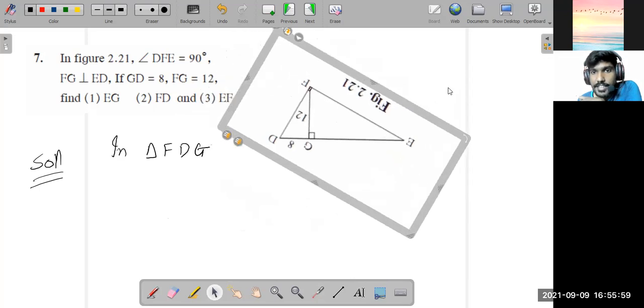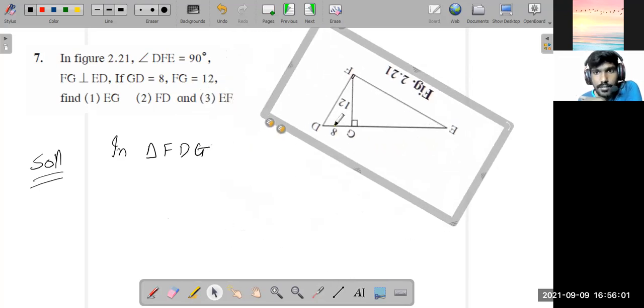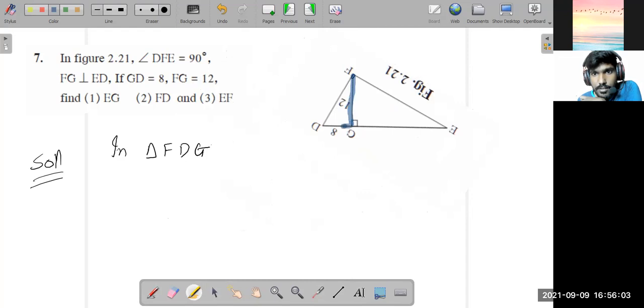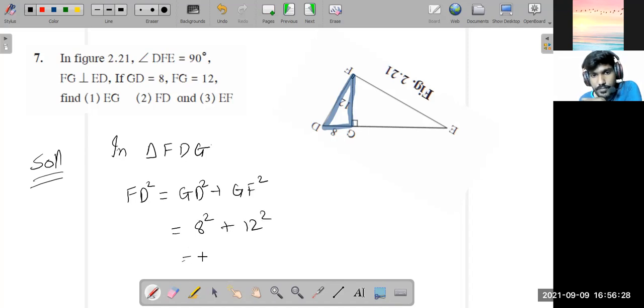See, look at the triangle like this. Yeah, got it. So FD becomes the hypotenuse. So FD square equals GD square plus GF square. FD you have to find out. GD is 8. So 8 square plus 12 square, which is 64 plus 144.